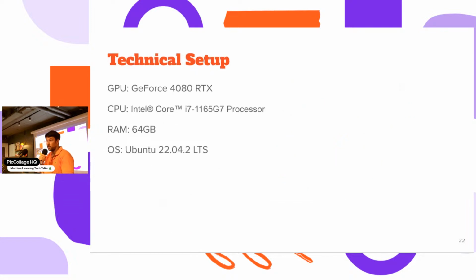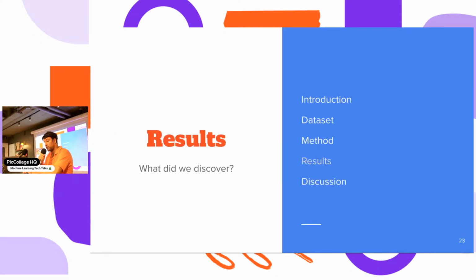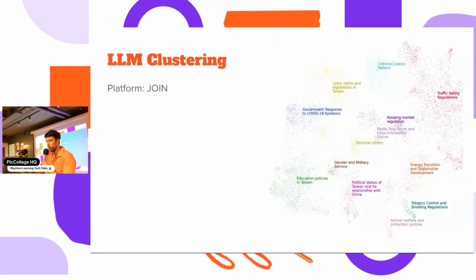The technical setup that we use is a GeForce RTX 4080, an Intel Core i7 processor, 46 GB of RAM, and Ubuntu as the operating system. And what did we see from all this data, you might wonder. This is the whole data set visualized. These are all the topics that we extracted from these 40,000 samples.